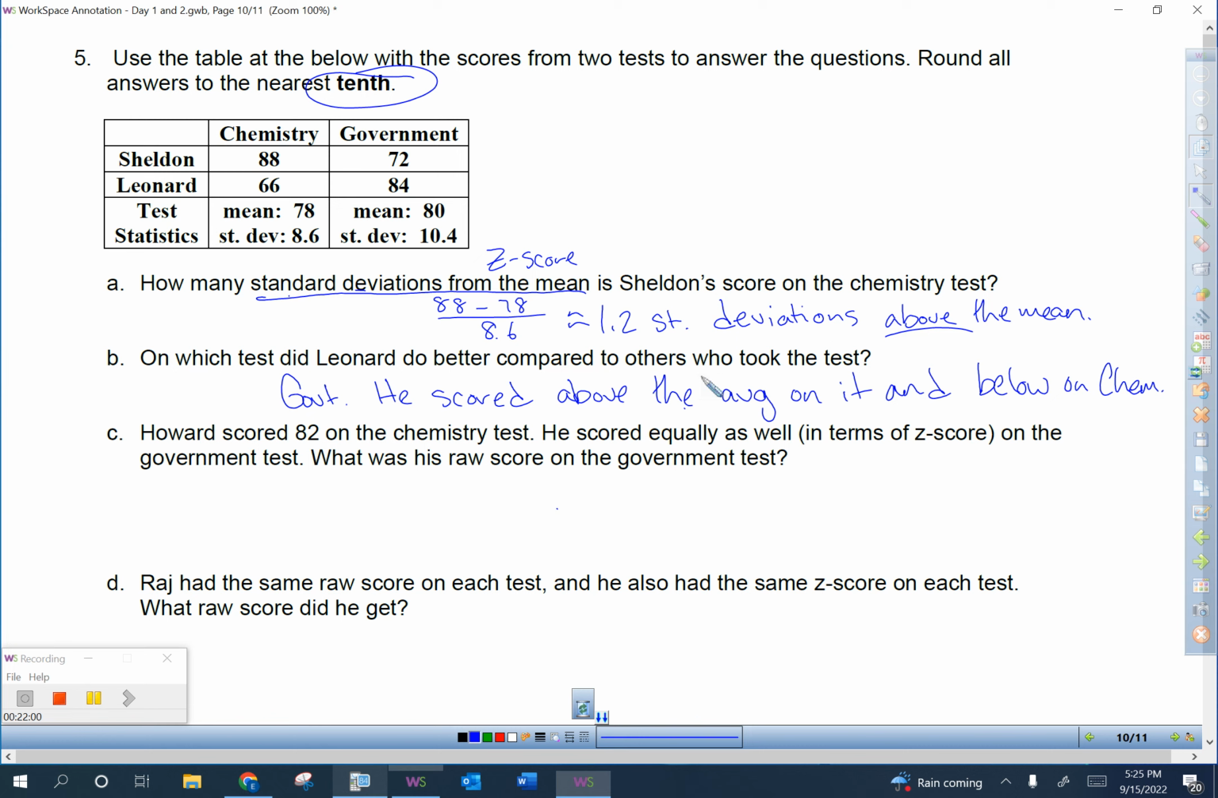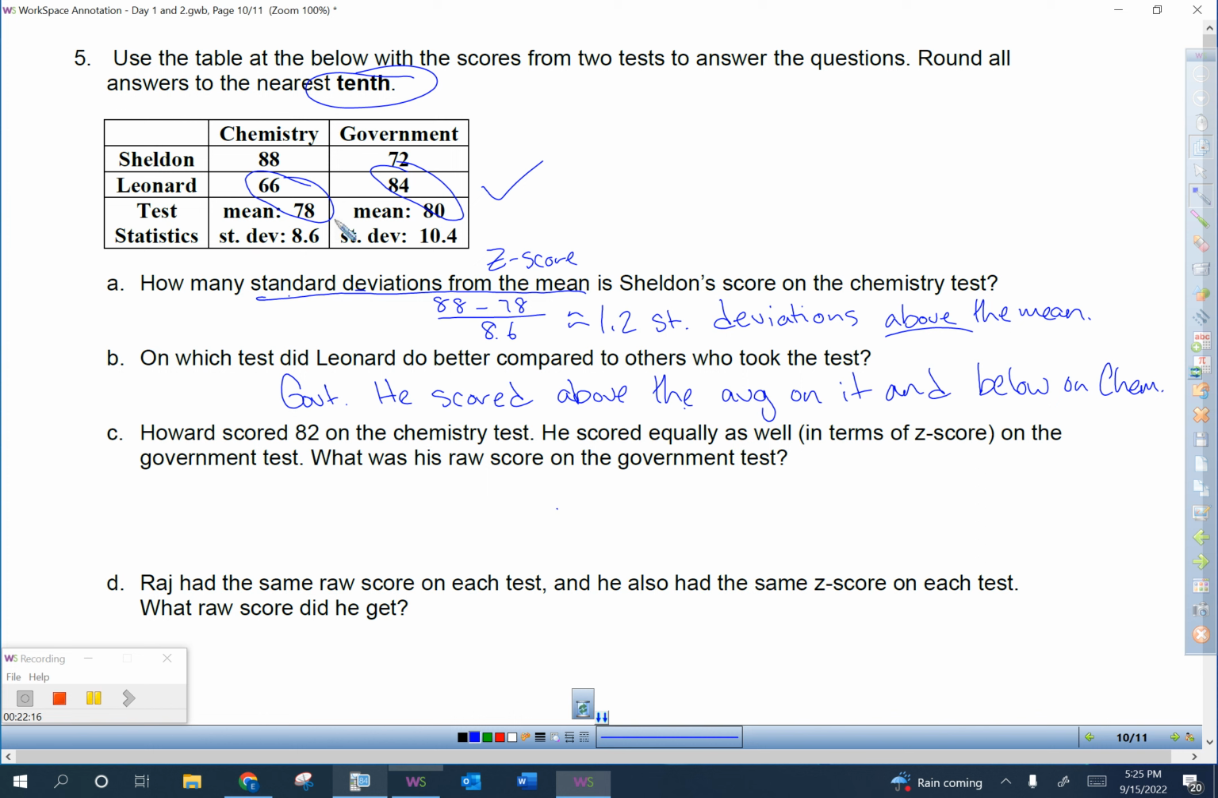On part B it says, which test did Leonard do better compared to others? If you look at these scores, Leonard was below the mean on chemistry, but he was above the mean on government, which means this is going to translate to a positive Z-score. This one's negative. It's automatically better without the work. You can't jump to that conclusion when you have one positive and the other one also positive. You've got to actually do the math here.